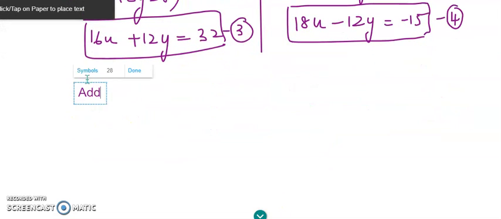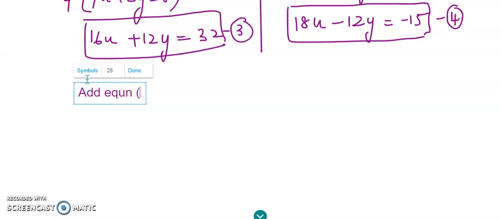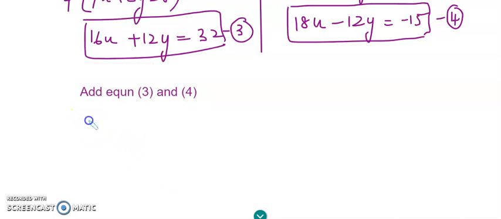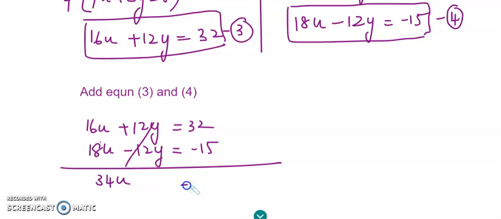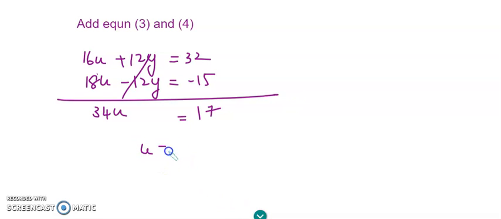So add equations 3 and 4. 16u plus 12y equals 32, and 18u minus 12y equals minus 15. When you are adding, there is no change in the sign. So directly this will cancel off. This will become 34u and this will become 17. So what are we going to get here? u equals 17 upon 34, that is half. Am I clear?